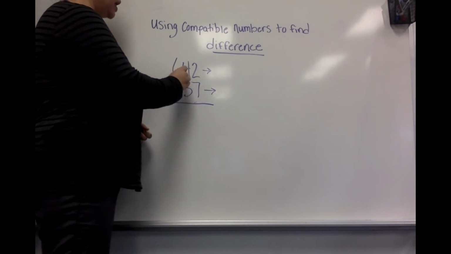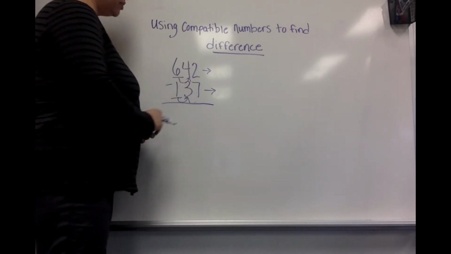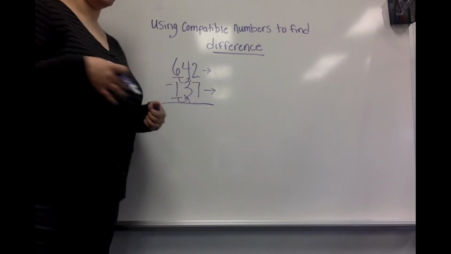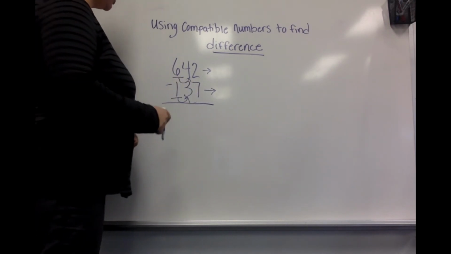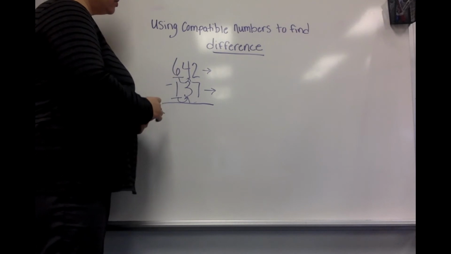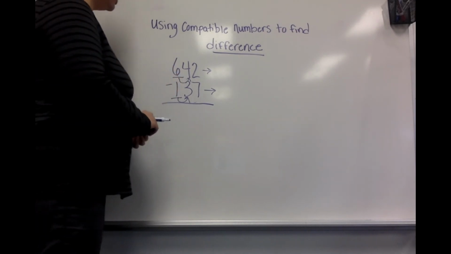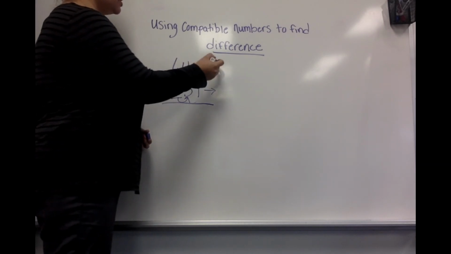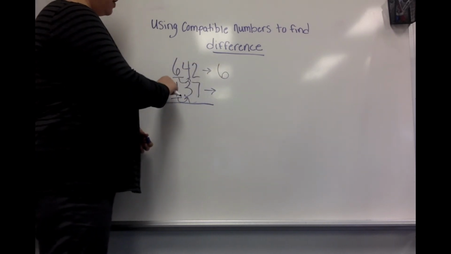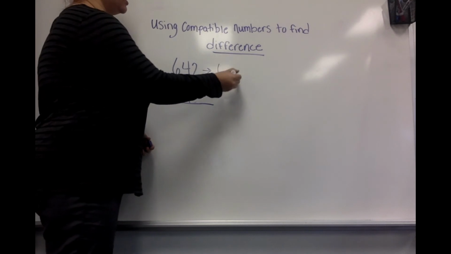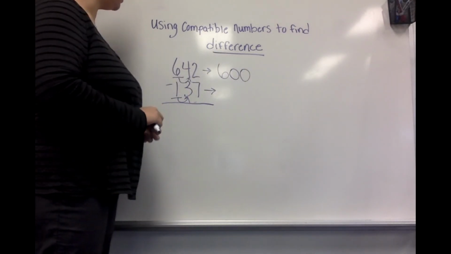I will now make an arrow to my next door neighbors so that I can know what these numbers will round to. So when I make the arrow, I notice that my next door neighbor is a 4. I know 4 is smaller than 5. So the 6 is going to stay the same. And then anything after this line is going to become a 0.